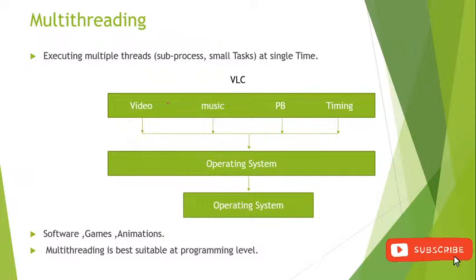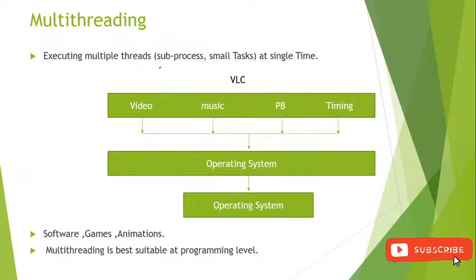If you are watching a video on the VLC, all the tasks are executed at the same time. Video is working at the same time, music is also executing at the same time, right? So all the things are executing at the same time. That is known as multi-threading. Small tasks executing at the same time, that is multi-threading. Small task means nothing but threads.